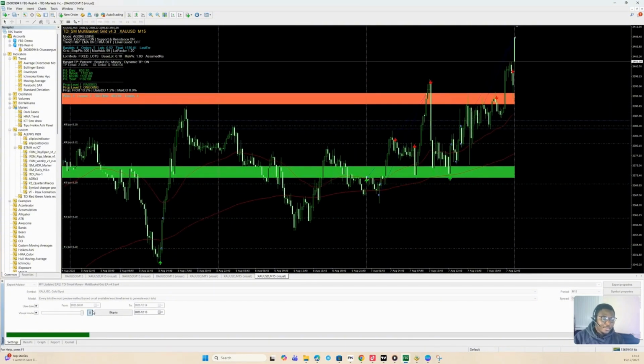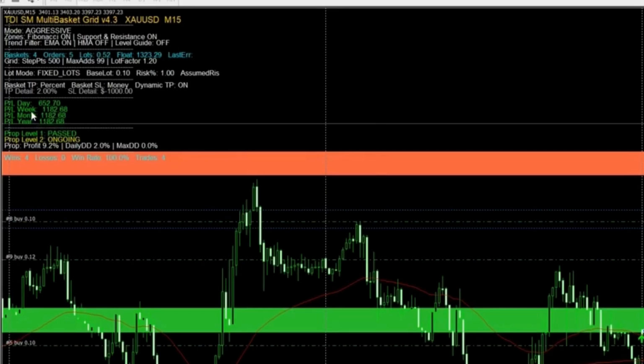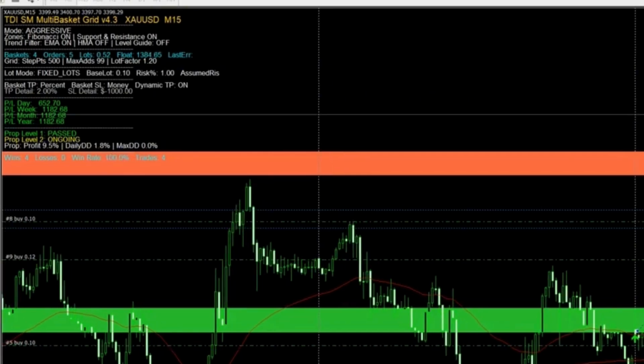If you want to buy, so it's closed the other trade. What happened? So profit for the day 652, profit for the week 118 for the year. So you can see at this level now, it passed level 1 and now level 2 is ongoing. So you have 9.2% prop firm profit. Okay, so now you can track how much you made for the day, how much you made for the week, and something like that.